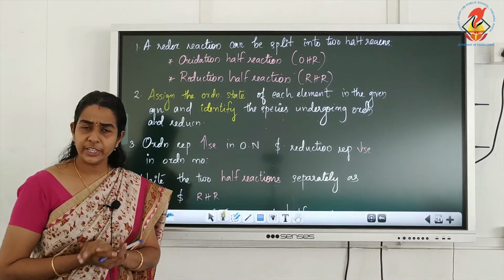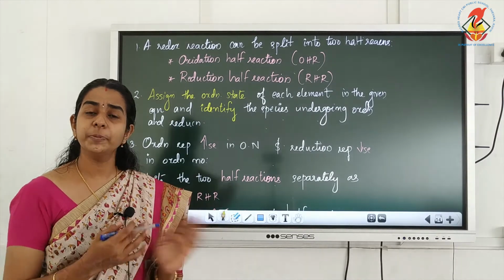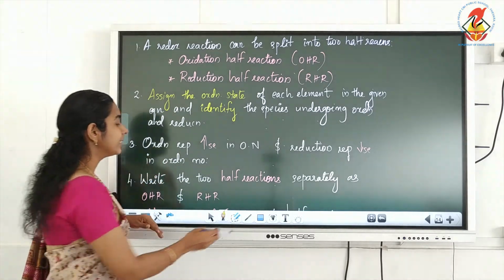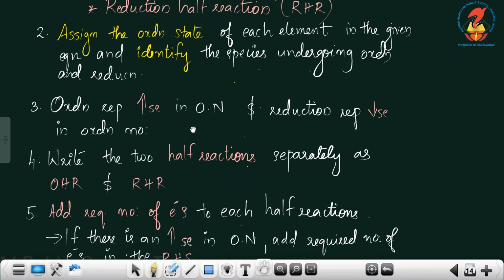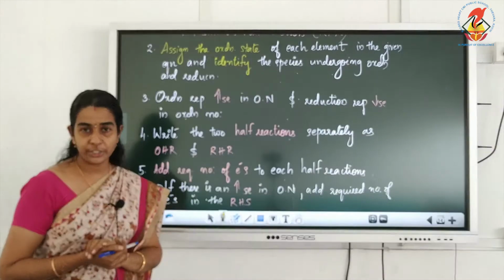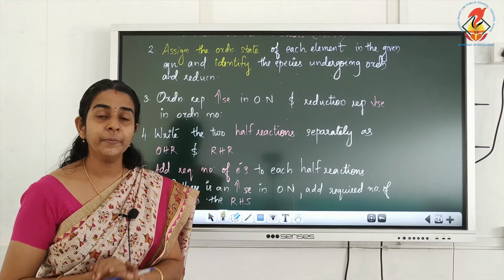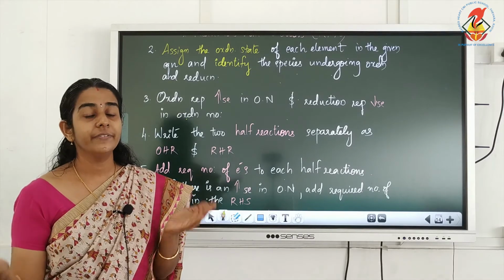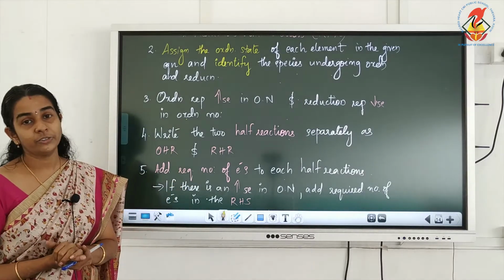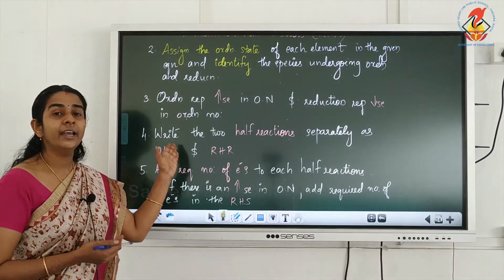Now based on oxidation number, how can we assess which species is undergoing oxidation and which species is undergoing reduction? That is the next step: an increase in oxidation number always represents oxidation and a decrease in oxidation number represents reduction. So after assigning the oxidation state or oxidation number, check where there is an increase and where there is a decrease in oxidation number.